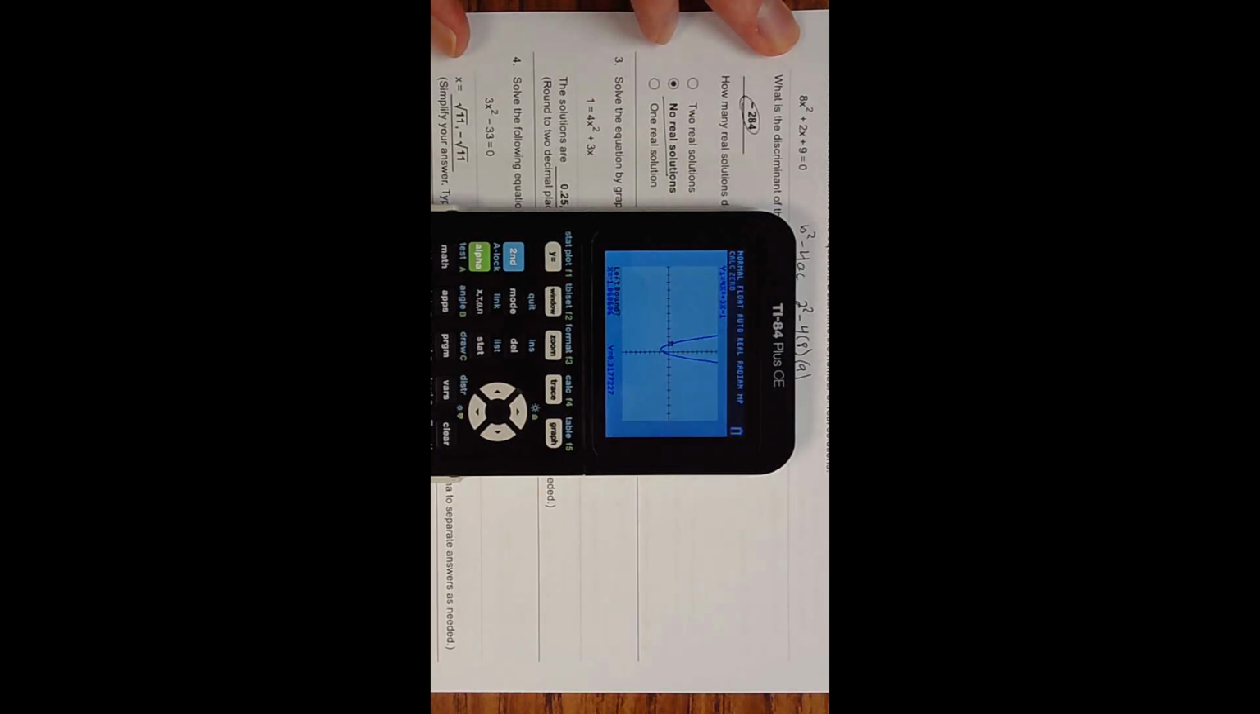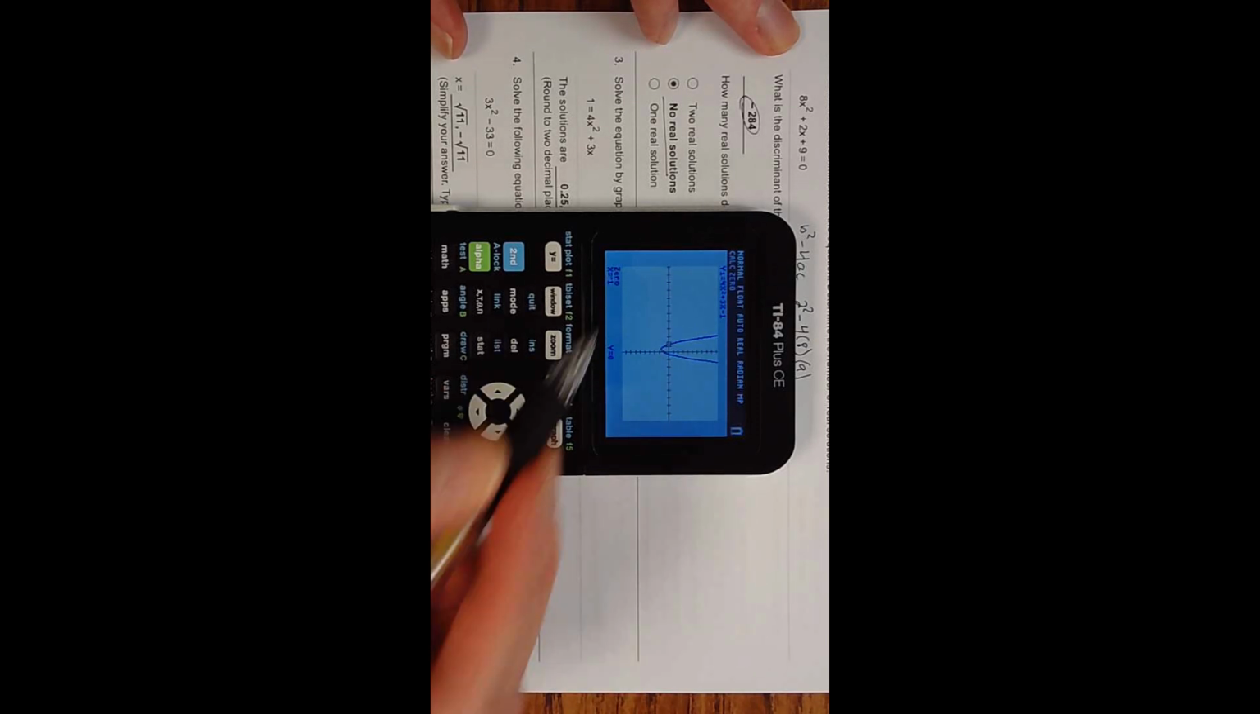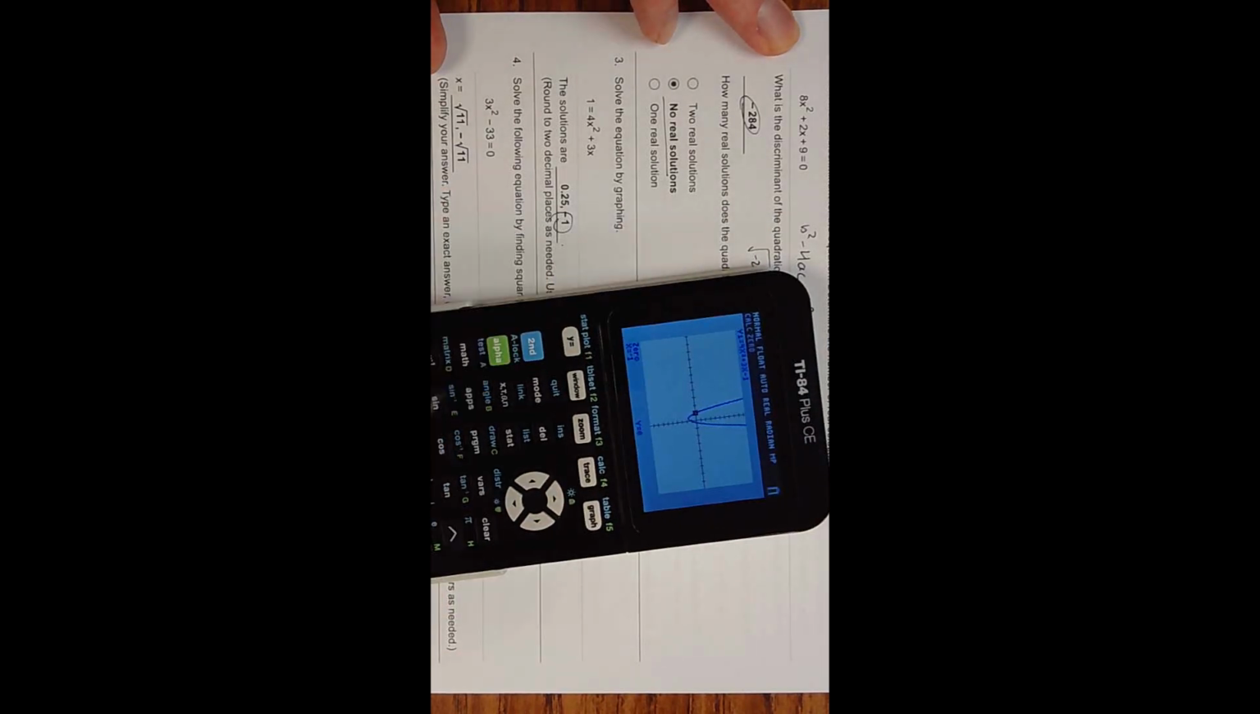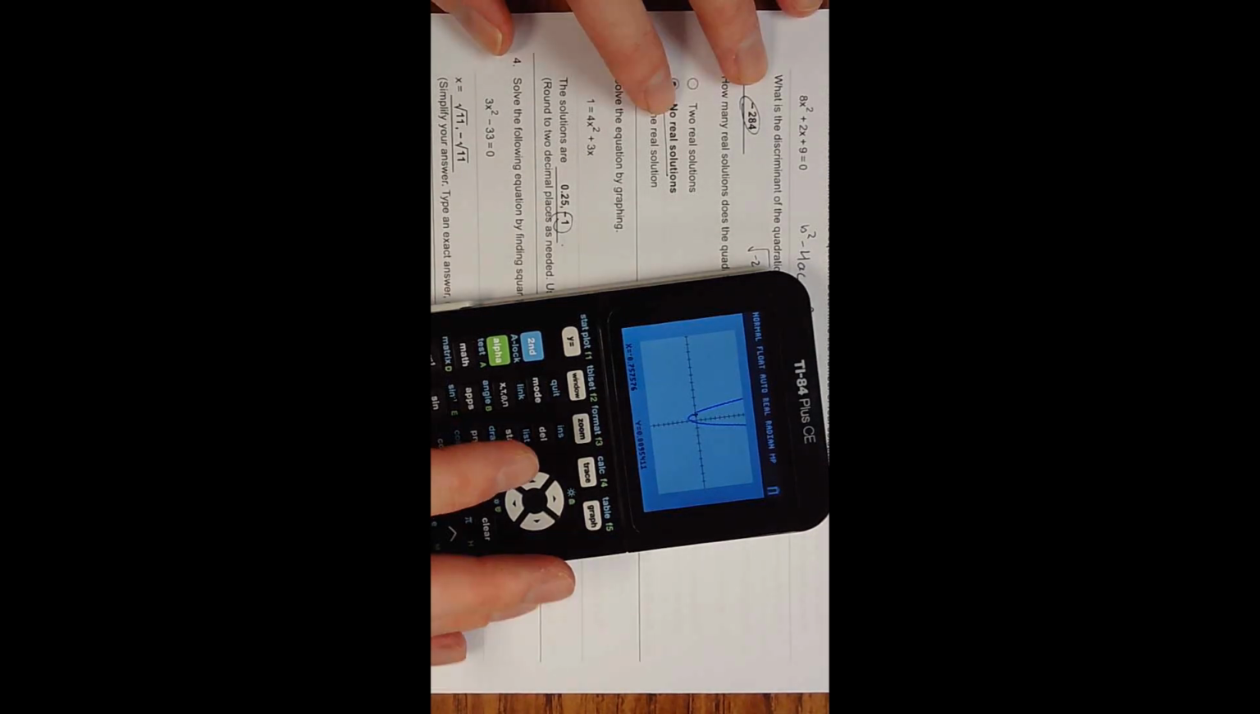So I'm going to say -2 for a left bound. I'll say 0 for a right bound. That way I just know that my 0 is between those two. For a guess, I'll just get kind of close, hit enter. So -1 is one of them, and that's this one right here. And if you go ahead and do the same thing with the right side, left bound, right bound with that, you'll get the other one.